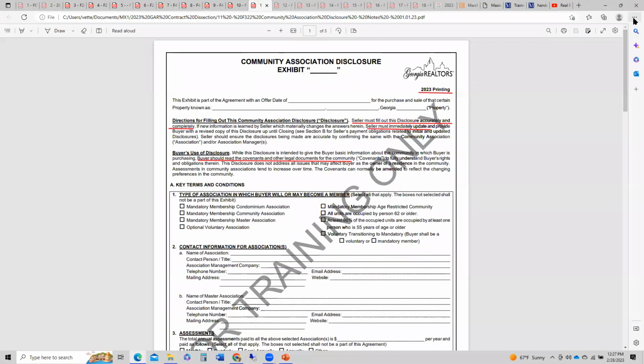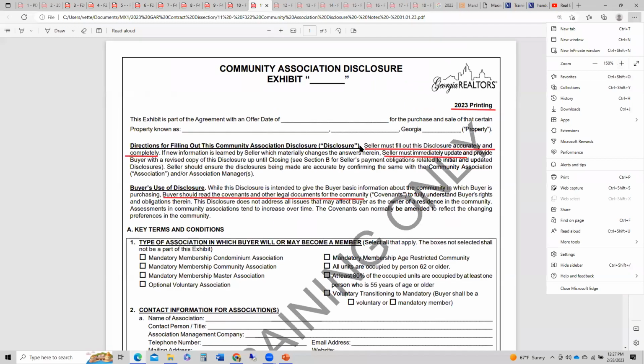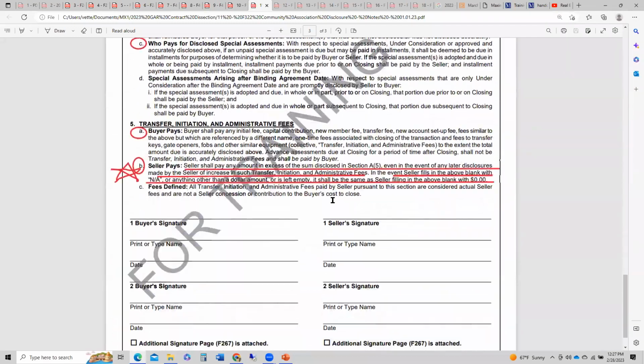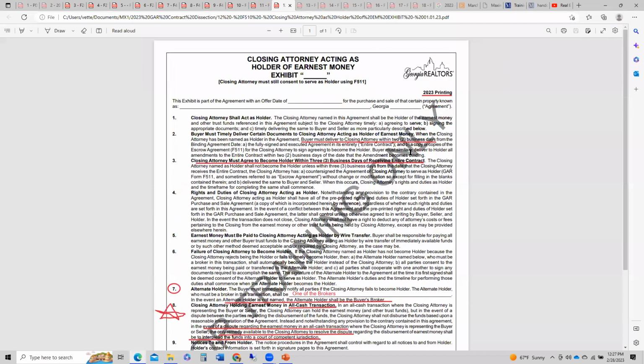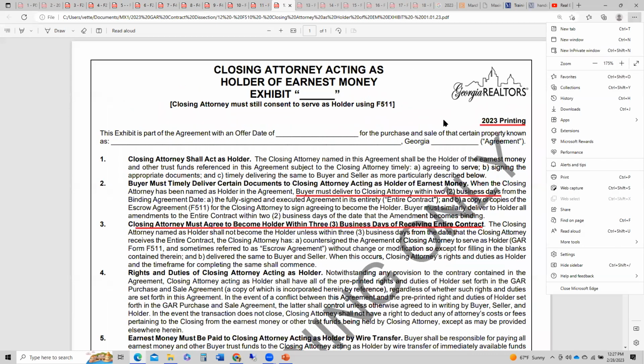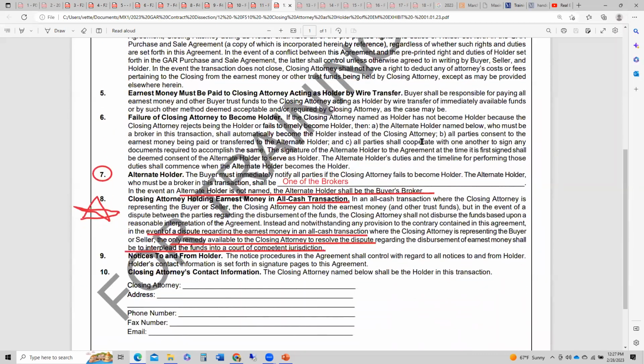Okay, this is the community association disclosure. I've got everything outlined there, including who pays what and the seller having to pay anything left zeros or low. This is the closing attorney acting as holder of earnest money exhibit. This is what a buyer and a seller sign and you use in the contract.